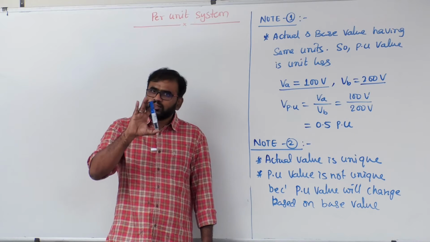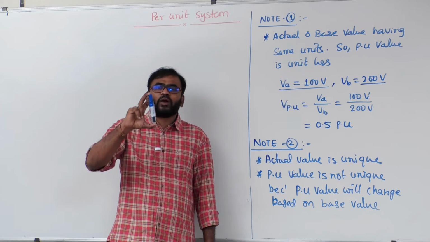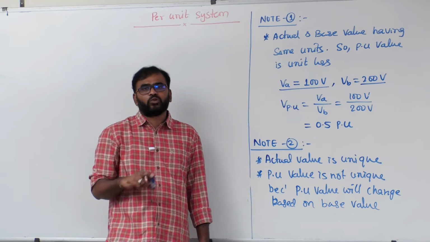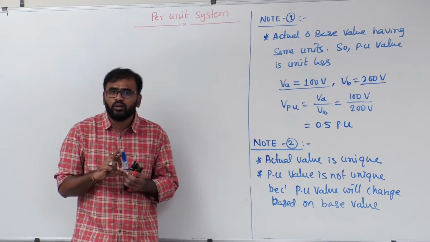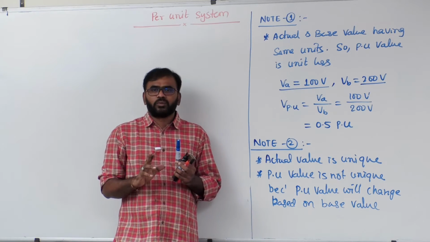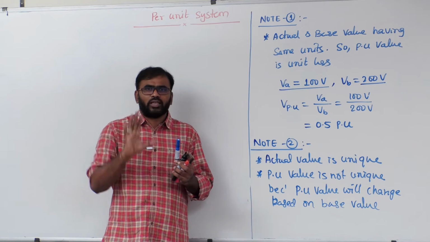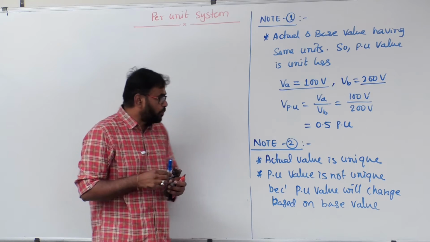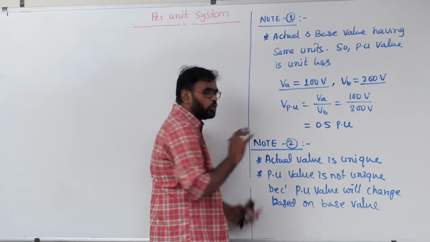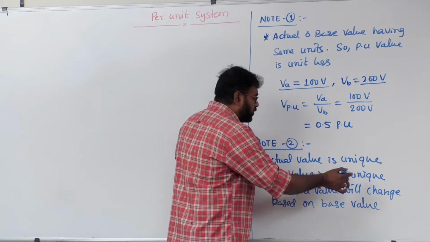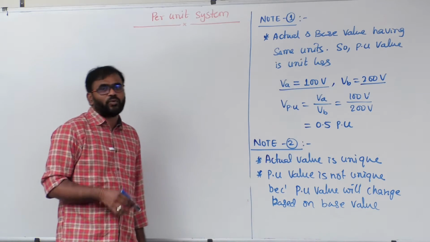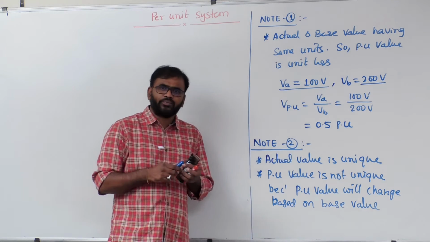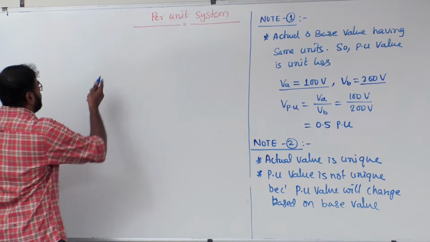So that's why I am saying, sir, clearly speaking, the per unit value is not at all unique. It is going to change based on the base value selection. That's why you should be very careful while selecting the base quantities. We will discuss how to select the base quantities, no need to worry about that. But please accept this point: the per unit value is not unique, because it will change based on the base value selection. But what about the actual value? It is always unique. I will consider another example if you want.